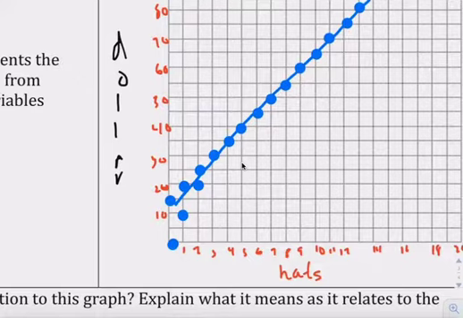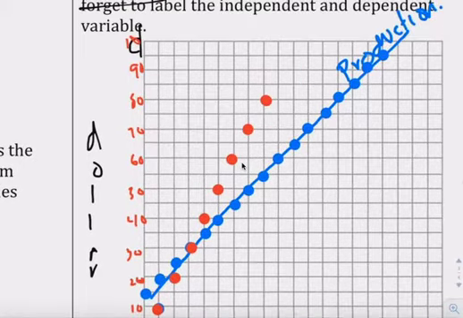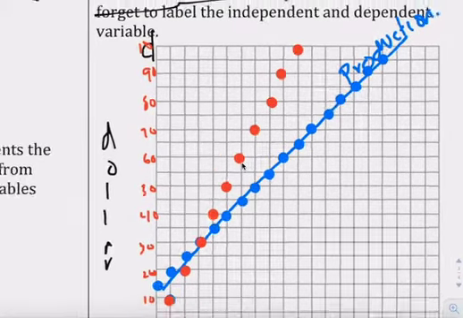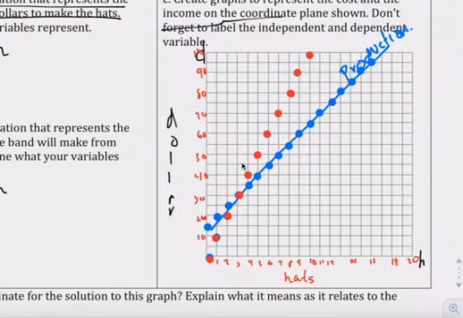3 hats. Let's use a different color so we can see the intersection. Right there, that's where the graph meets. 10 over 1. And this is the selling line. This is the solution, or the break-even point.